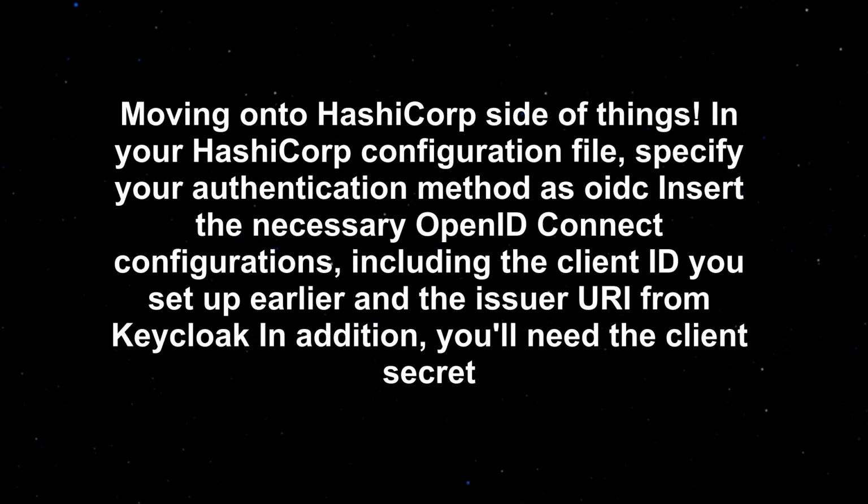Moving on to the HashiCorp side of things, in your HashiCorp configuration file, specify your authentication method as OIDC. Insert the necessary OpenID Connect configurations, including the client ID you set up earlier and the issuer URI from Keycloak. In addition, you'll need the client secret.